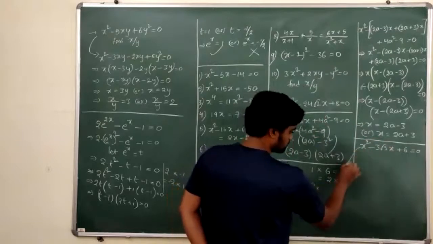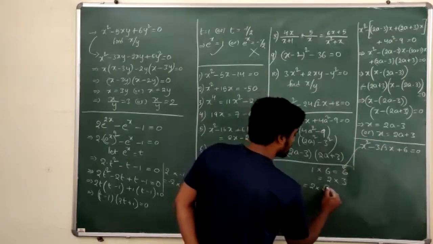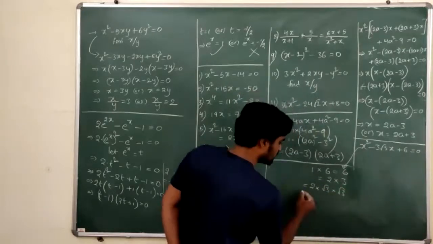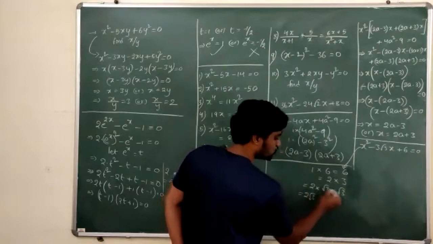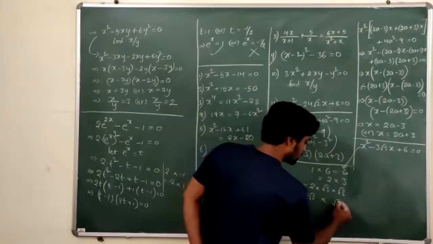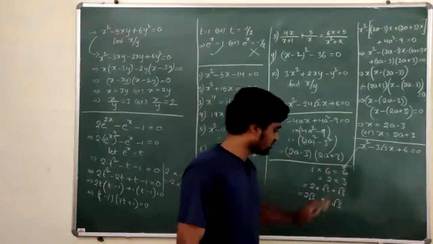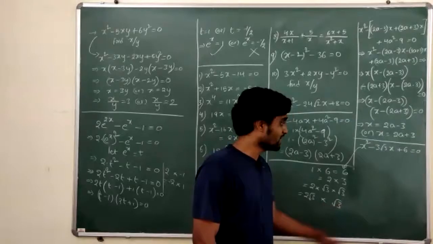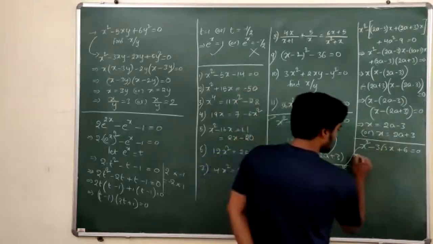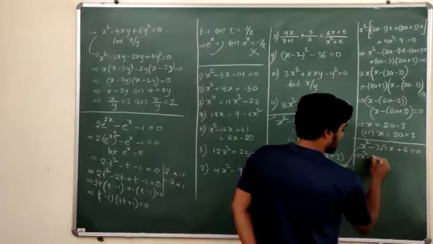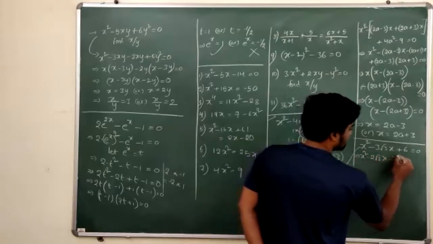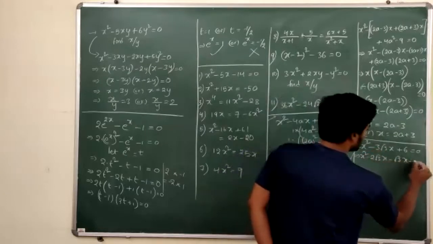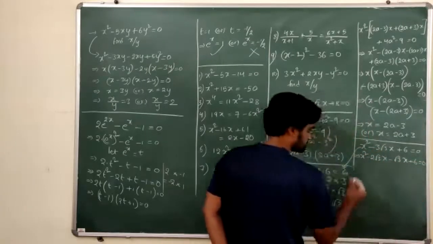2 into, how can I write 3? Root 3 into root 3. Yes, root 3 into root 3 is 3, right? Now split it. 2 into root 3 as one term, root 3 as an entirely different term. Now add these two. What is 2 root 3 plus root 3? 3 root 3. That's what we need. So x square minus 2 root 3x minus root 3x, and 2 root 3 times root 3 is 3 times 2, so plus 6 is equal to 0.